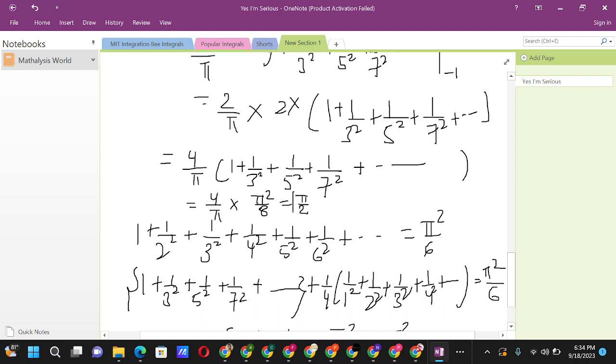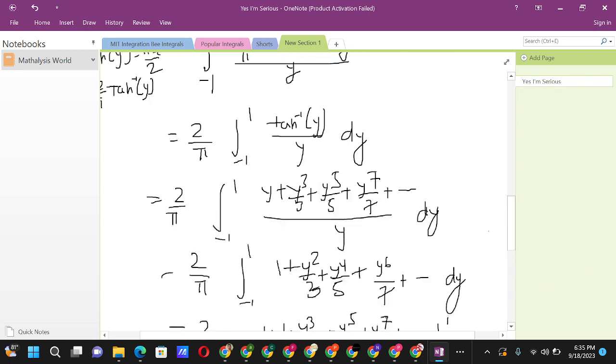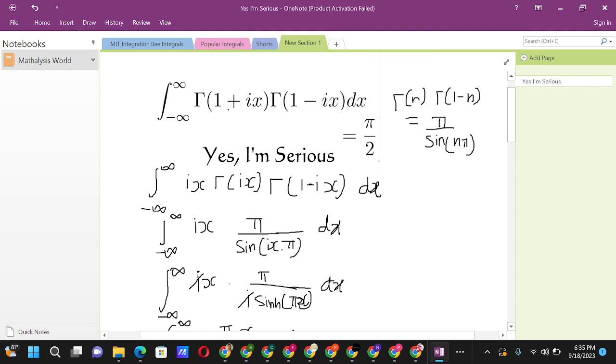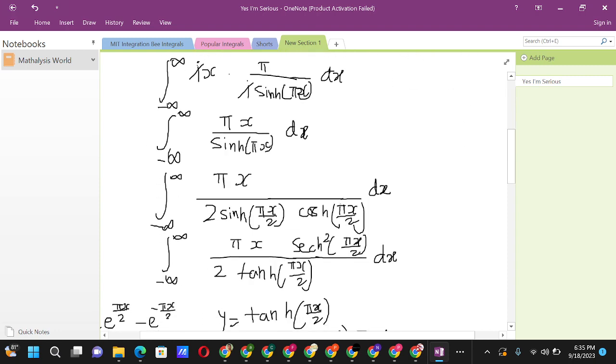So we see how neatly this evaluates to pi by 2, which is just sine inverse 1, which is just cos inverse 0 for principal value. So this integral evaluates to pi by 2, and hope you enjoyed this solution, and hope you also learned a lot of new ideas about evaluating an integral.